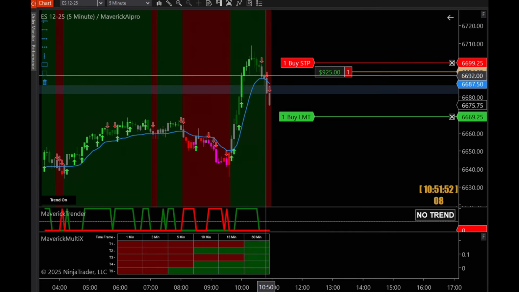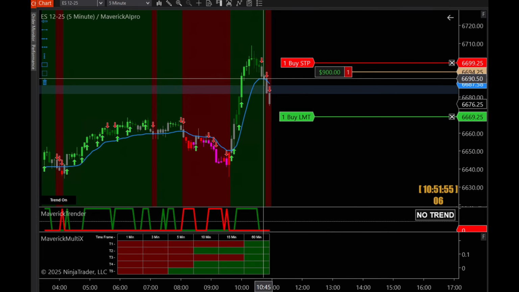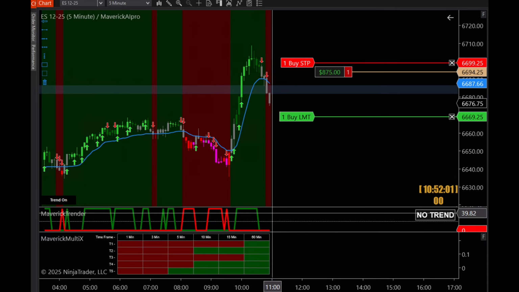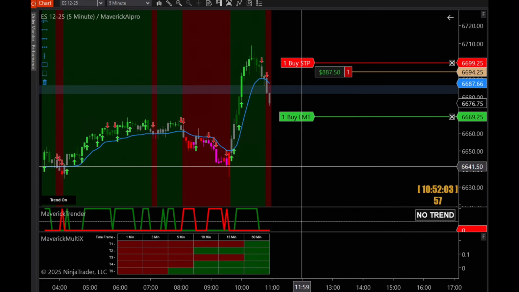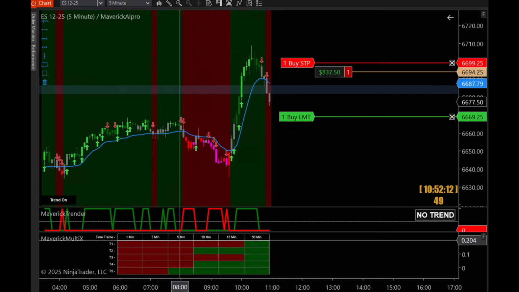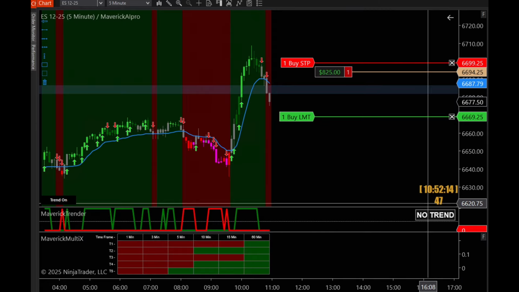So we're pushing down. We have 1, 2, 3 confidence arrows. We're below the blue line, the Maverick guide, red background. Maverick Trender has not fired yet. And honestly, if it does fire, I might move this sucker down, because that means we're an official data-driven downtrend, right? Okay. We're red background on the 1 minute, the 3 minute, and the 5 minute.